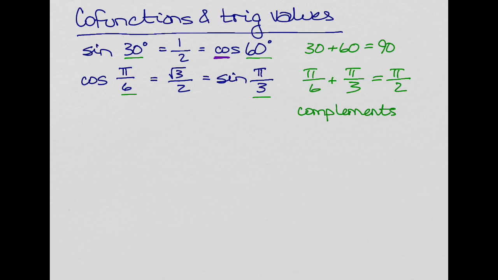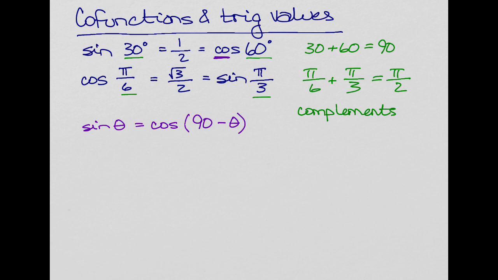In general, the sine of an angle is the same as the cosine, its cofunction, of its complement. Well, its complement is the difference between the angle and 90 degrees, since 90 is the total. So in general, no matter what theta is, we're talking acute angles here that you could put in a right triangle, the sine of an angle is the same as the cosine of its complement.